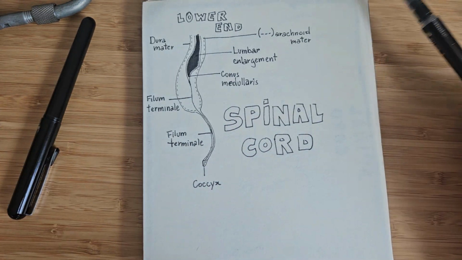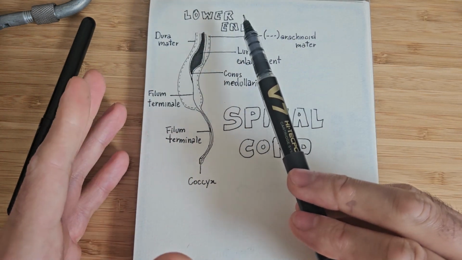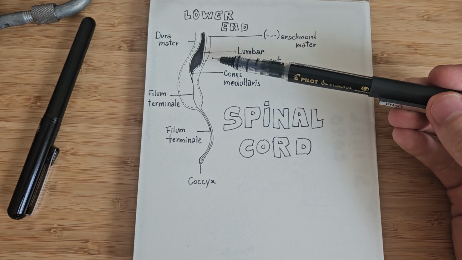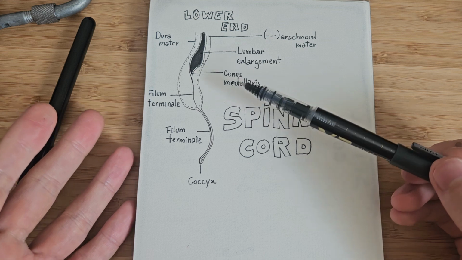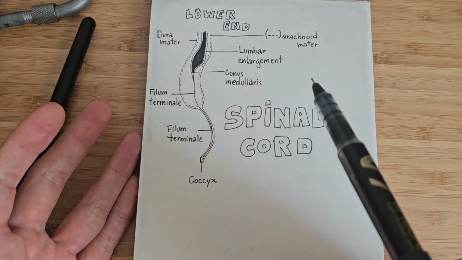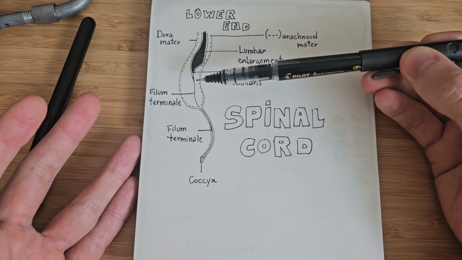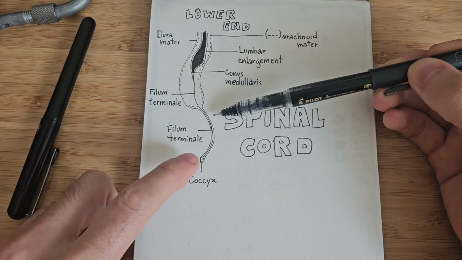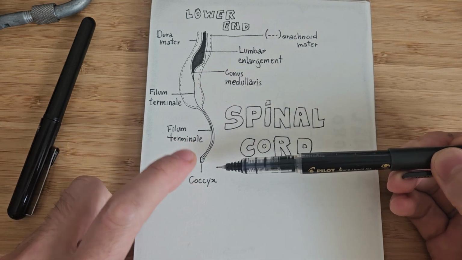Okay, just to let you know, the lower end of the spinal cord, as you can see, is conical. Because this receives the name conus medullaris, and it is continuous with the filum terminale, and you can see here that the filum terminale extends downwards to get attached to the back of the coccyx.